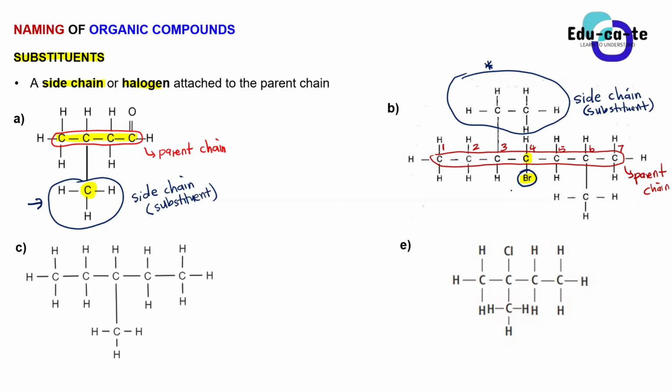Yes, Sam. On number 6, what do we see, Sam, on number 6? Methyl, sir. Yes, we see another carbon chain. We see another substituent. Let's just call it a substituent, because we have another carbon that is not part of the parent chain. So in this case, we can say that our compound B consists of 3 substituents. The substituents can either be a side chain, or they can be a halogen.